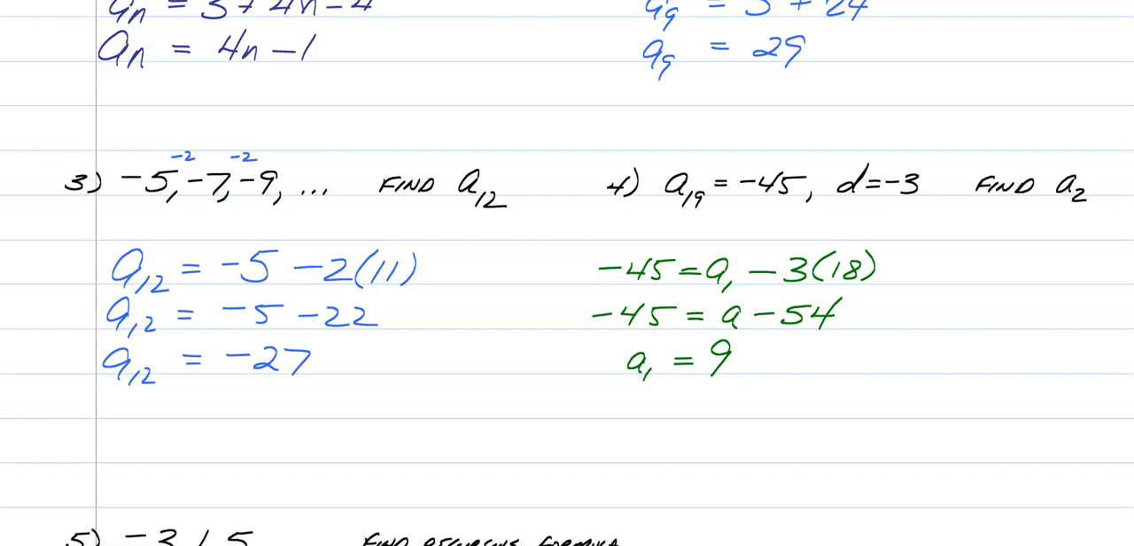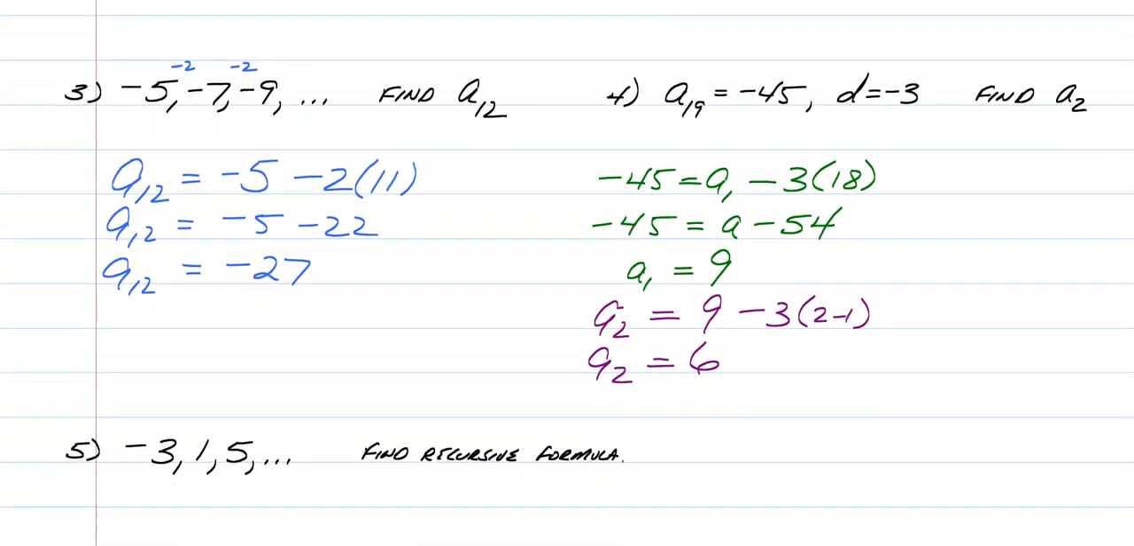Now that you have a sub 1, we can go find a sub 2. So a sub 2 is equal to our first term, 9. We know our difference is negative 3 times 2 minus 1, which we know is 1. So 9 minus 3 is 6. So a sub 2 is equal to 6. That is an example of one where you will need more than one step.